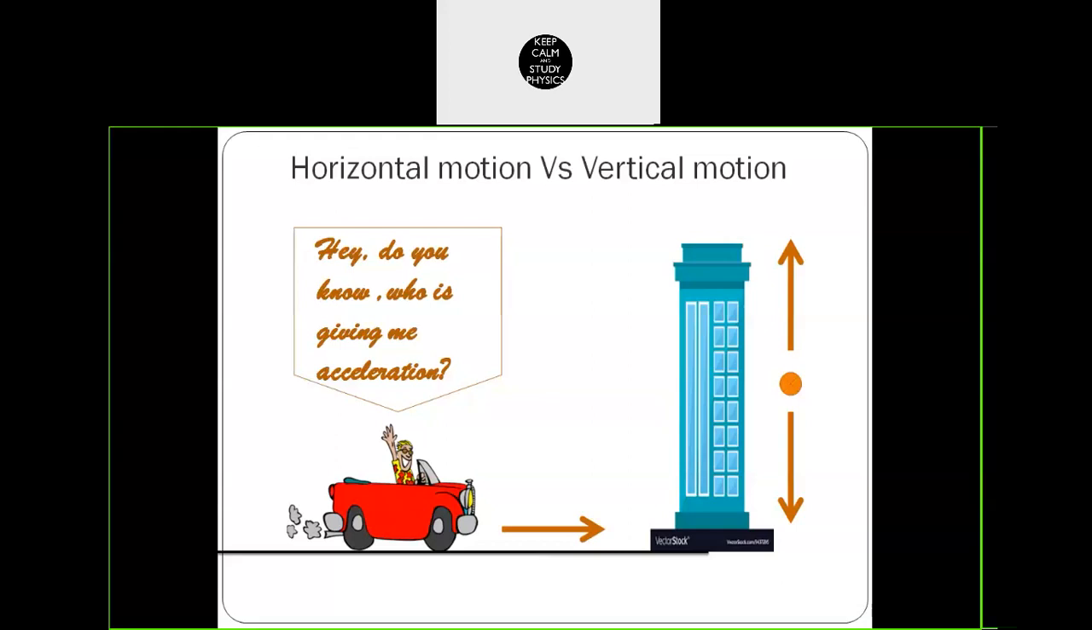Right. So now I have a question. Be ready to answer. In case of horizontally moving bodies, the acceleration is given by some external agent like a car or human force. In case of vertically projected bodies or freely falling bodies, the acceleration is given by gravitational force, right? What is the important difference between these two?